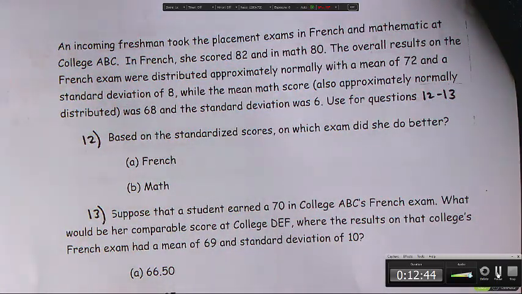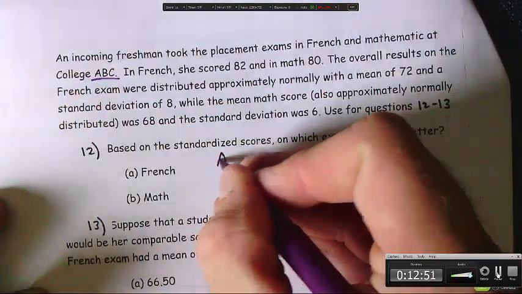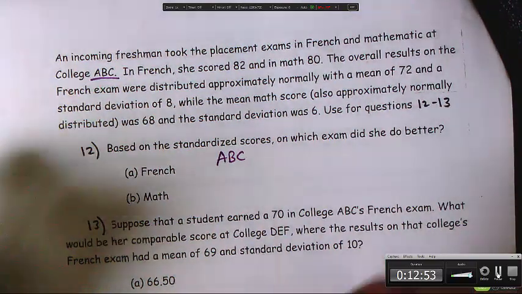Yeah. Looking at it, it says an incoming freshman took the placement exam in French and math at college ABC. So I know where this problem is going, so I'm going to organize it. We have ABC.